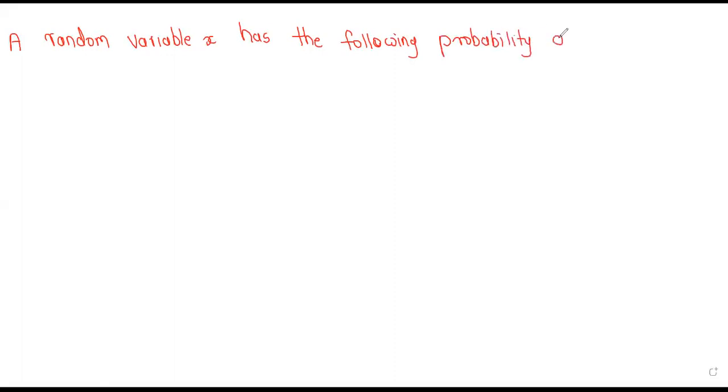A random variable x has the following probability distribution. Okay, so we have given the probability distribution of random variable x. So we have given the values of x and the values of p of x.